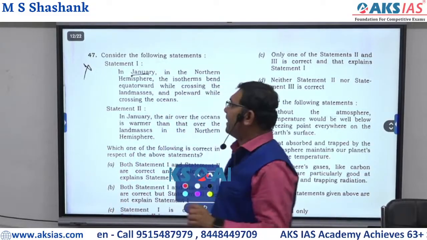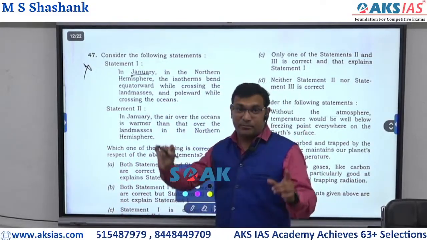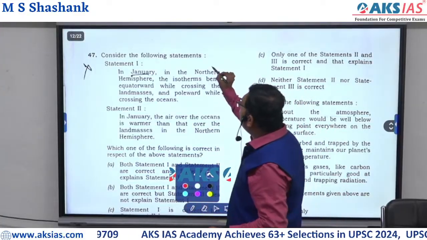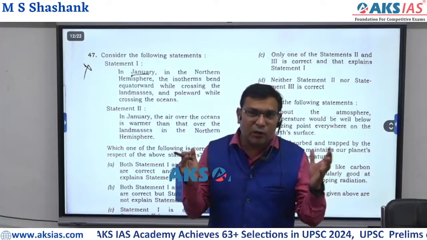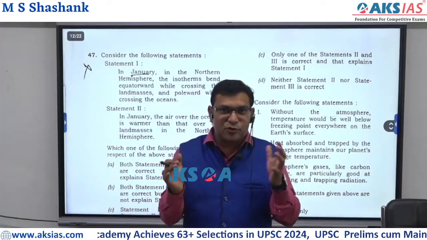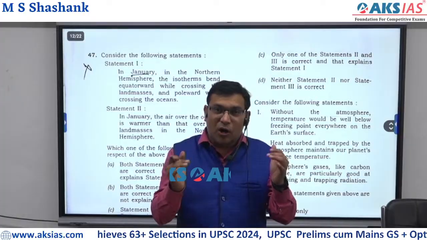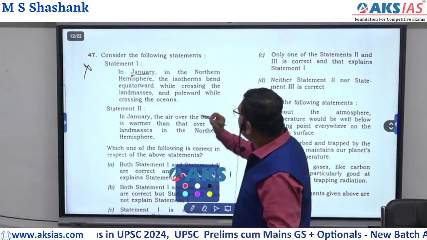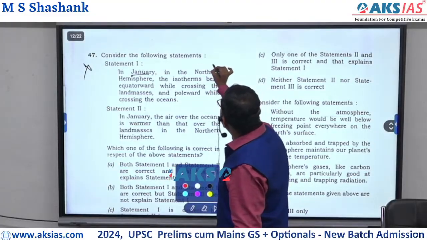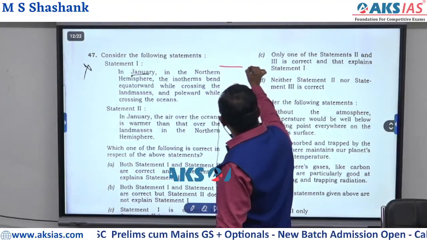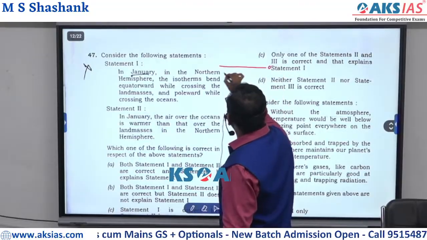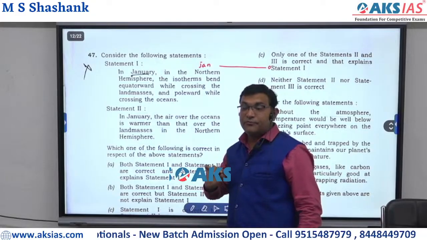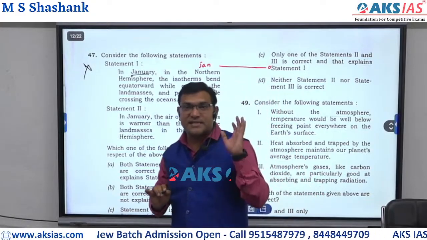So if you look at the map, if you look at the diagram, there is a diagram also in NCERT. What the diagram says is, isotherms when they are very close. Okay, isotherms are lines joining equal temperatures. So when the isotherms, this is the equator, 0 degree, in month of January. So where do you find more temperatures? Where do you find more temperatures? On the land or sea in January?